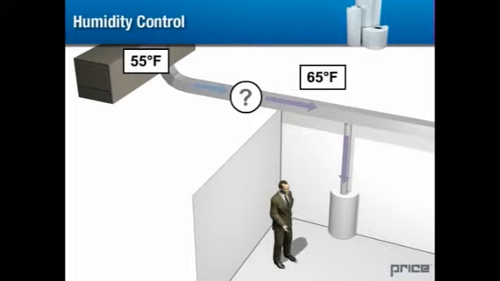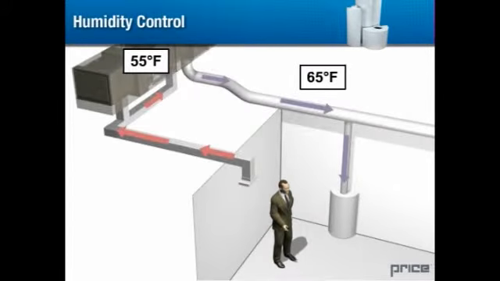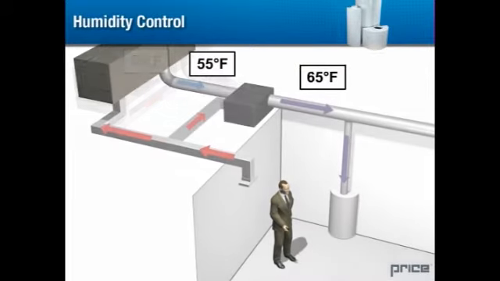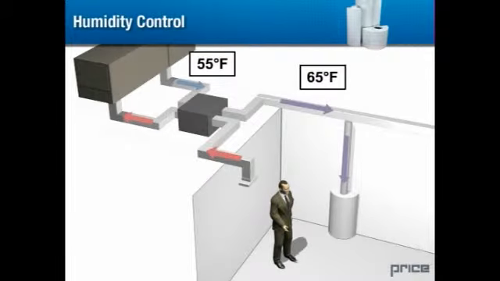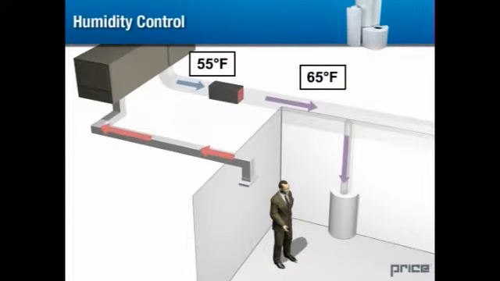This can be accomplished in several ways, most commonly by mixing the warm filtered return air with the conditioned air at the air handler or at the terminal unit. In some cases, a heat exchanger might be used to transfer heat from the return air stream, or in rare cases, a heating coil may be employed.